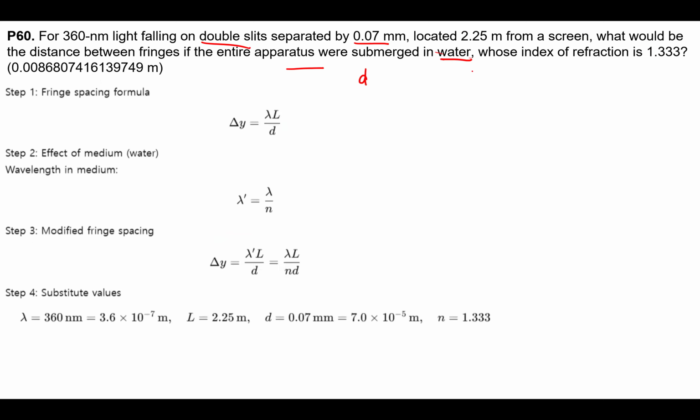For 360 nanometer light falling on double slit, once again, double slit is separated by this one. So this d is known, double slit. And what would be the distance between the fringes if the entire apparatus was submerged in the water? Okay, it's not in the air. So fringe spacing formula is given by delta y is given by this one.